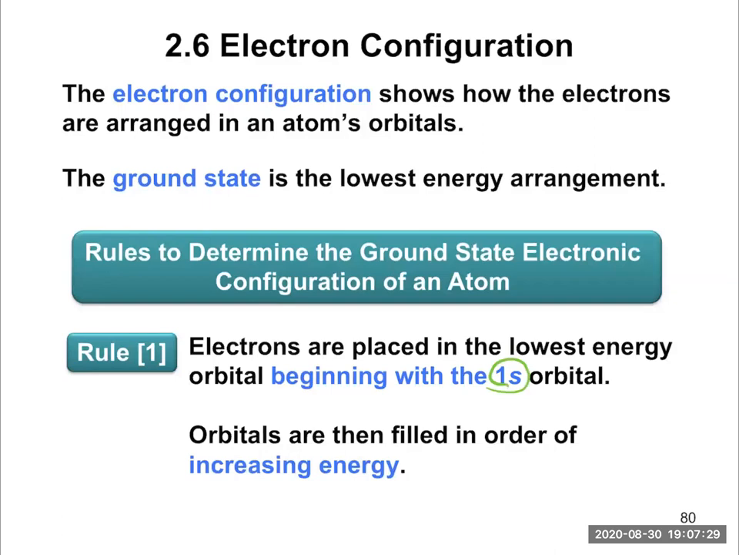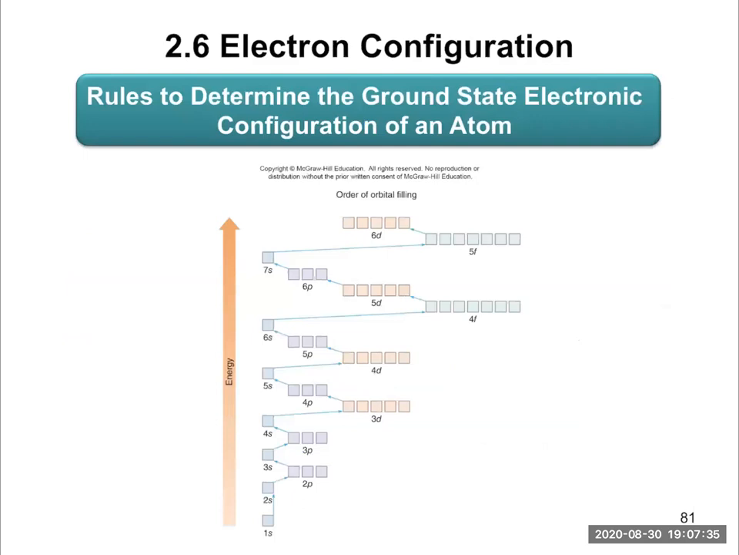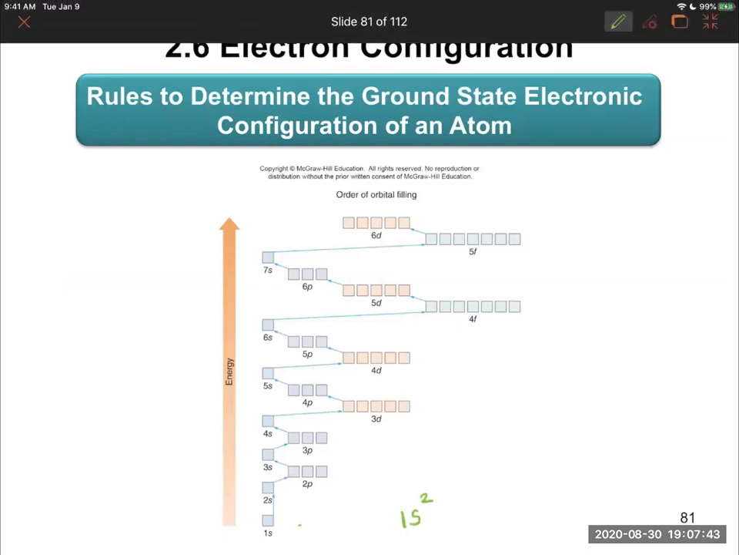Orbitals are filled in order of increasing energy. So this is the way you're going to fill it. You go 1s2. That 2 represents the number of electrons. Remember, in s you can only put 2 electrons, so s equals 3 is wrong. You cannot put more than 2 electrons.